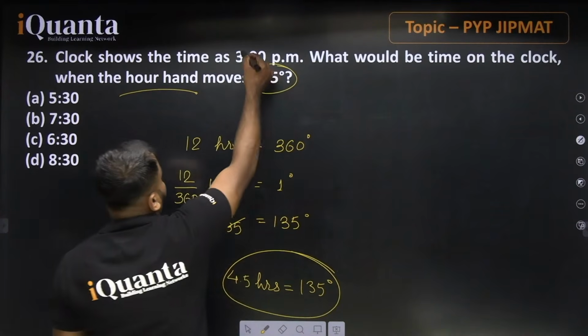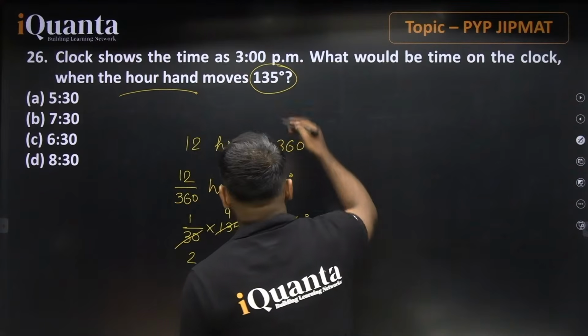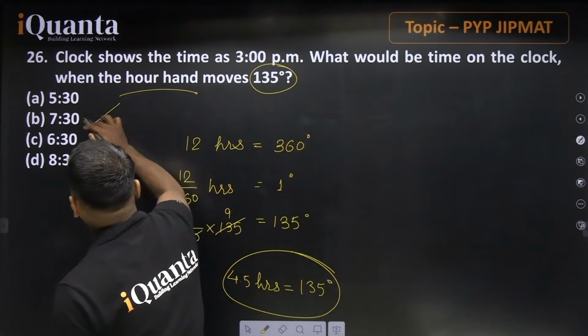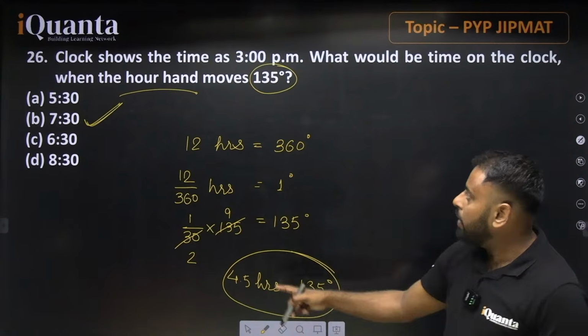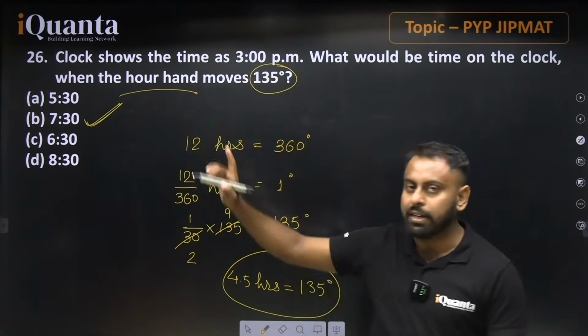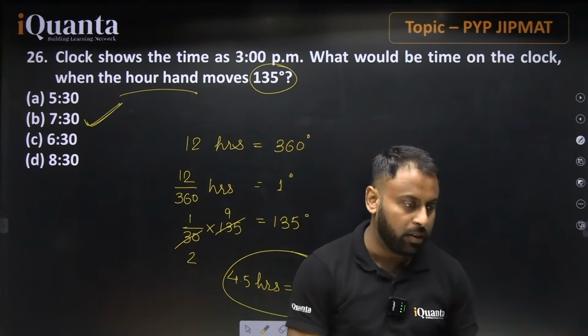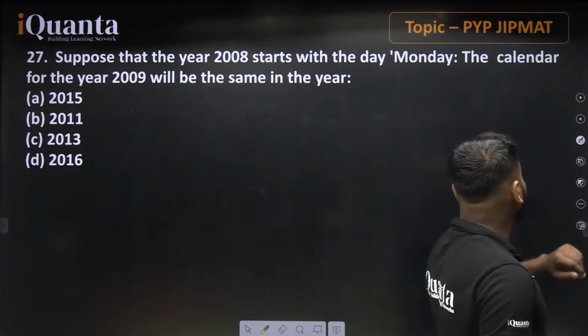4.5 hours, and the time is 3. So 3 plus 4.5 is 7.5. 7.5 means 7:30. So 7:30 is the right answer. Till 7:30, 4.5 hours we are adding to 3 p.m. The correct answer for this is 7:30. Correct? Let's talk about another question we have.